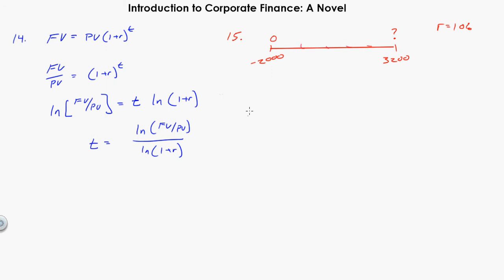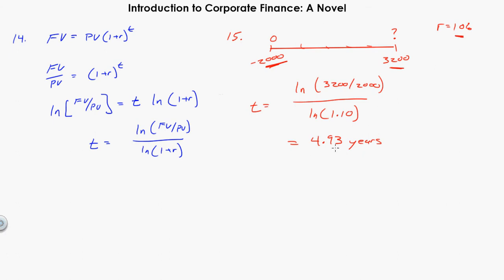So what I do is t is equal to the natural log of 3,200 divided by 2,000. Don't worry about the negative. Over the natural log of 1.10. You solve that, and t is equal to 4.93. So 4.93, I'm going to write out years. It'll take 4.93 years for $2,000 to become $3,200 in an account that earns 10%.